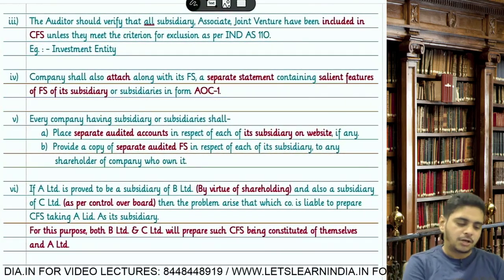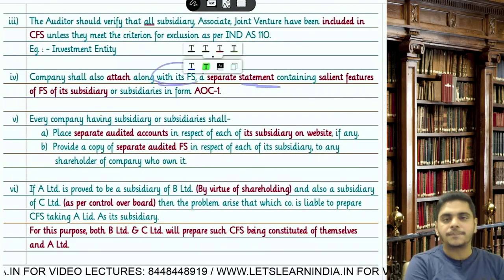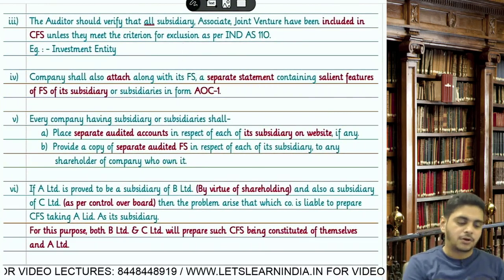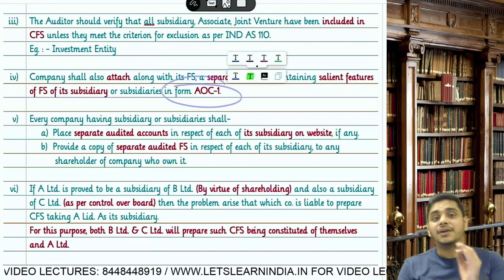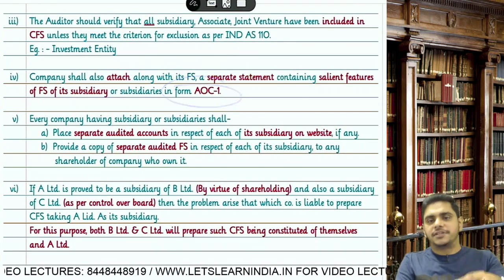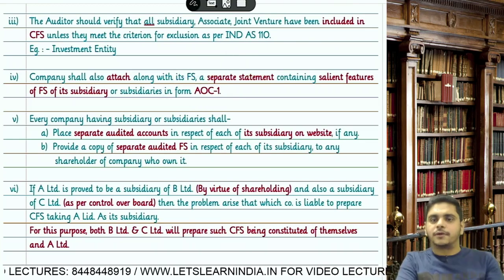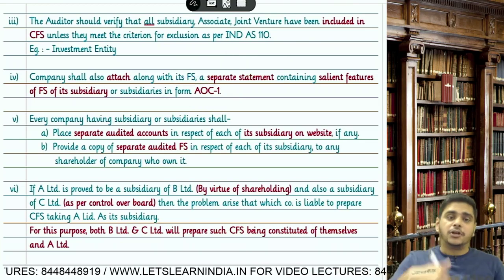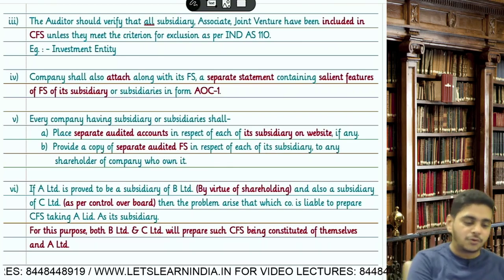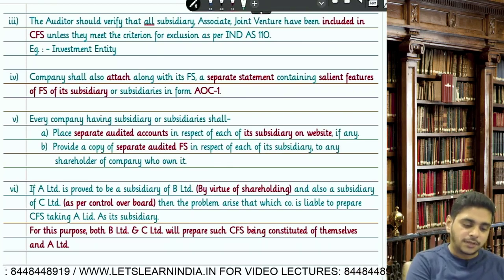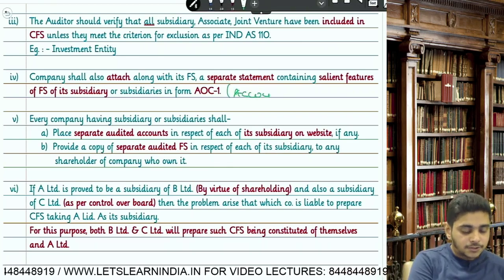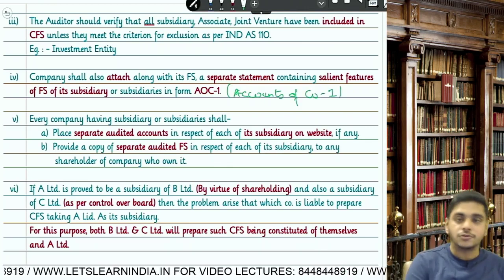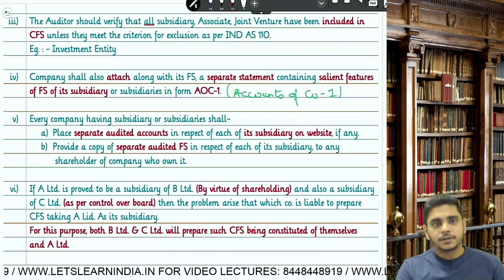Now, the company shall also attach along with the FS a separate statement containing the salient features of its subsidiary or subsidiaries in form number AOC1, like important features, for example the turnover, the profit, the asset, the net investment. You have to inform the ROC in form number AOC1. Guys, AOC means accounts of company 1.